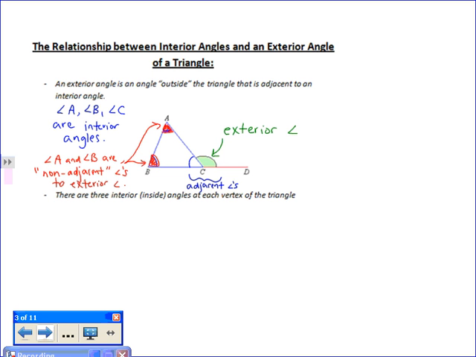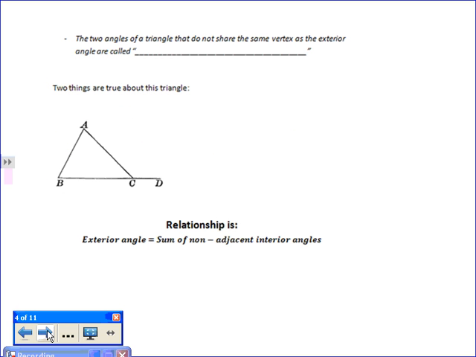And there's something that's going to be true about those two angles, angle A and B, when you compare them to the exterior angle. If we think about it, we know that any two angles on a straight line are supplementary, meaning they have to add up to 180 degrees. We also know that all three angles of a triangle must add up to 180 degrees, and so we get the following relationship. Two angles of a triangle that do not share the same vertex, in other words, they're not directly connected to the exterior angle, are called, let's just write that for ourselves again here, non-adjacent.